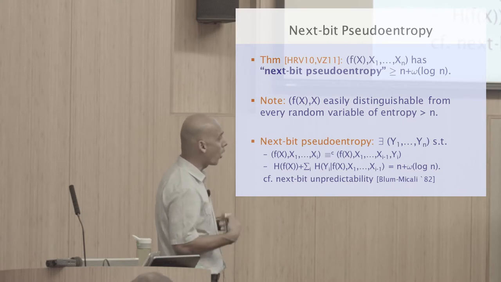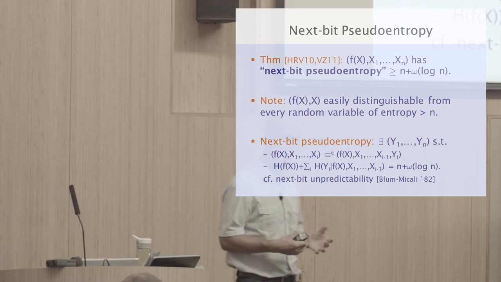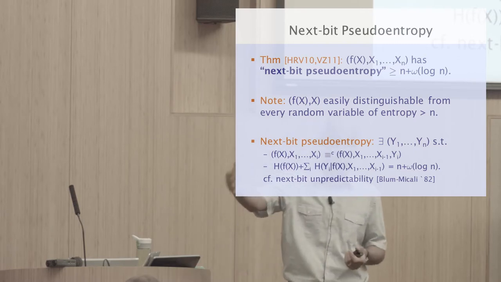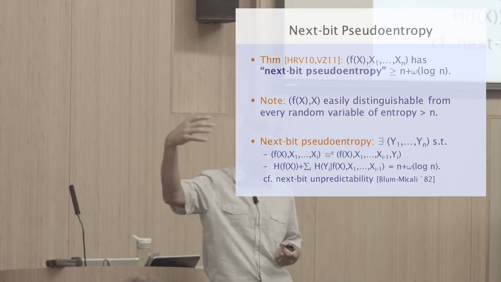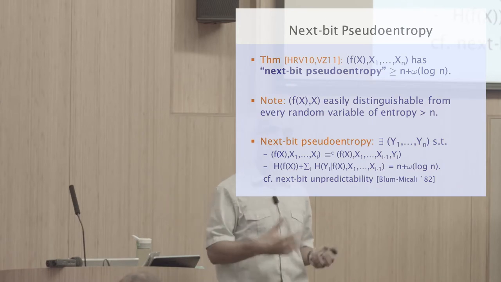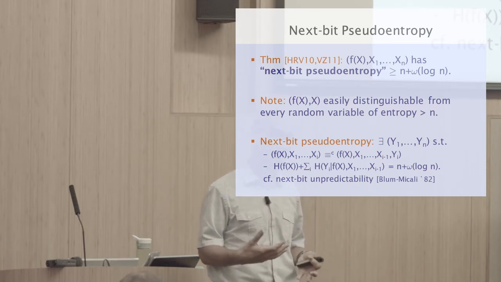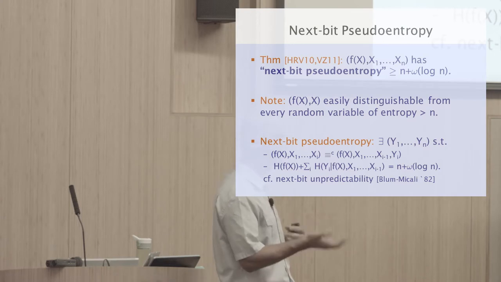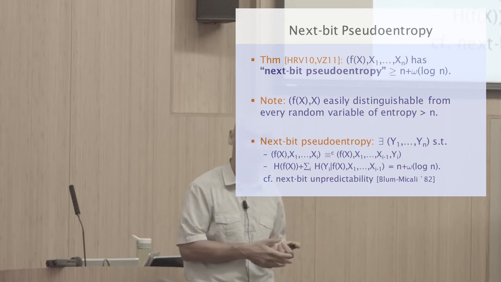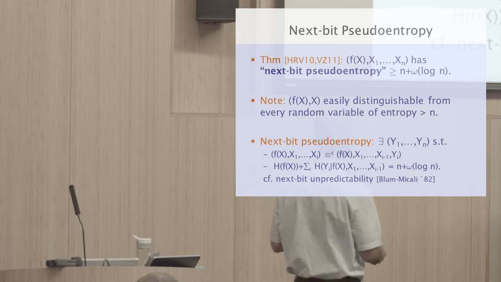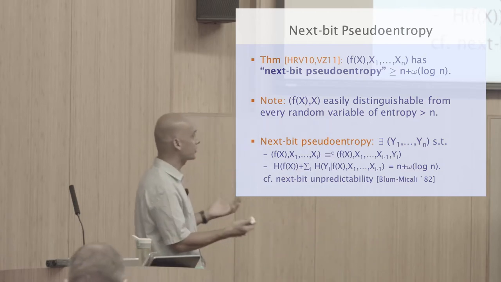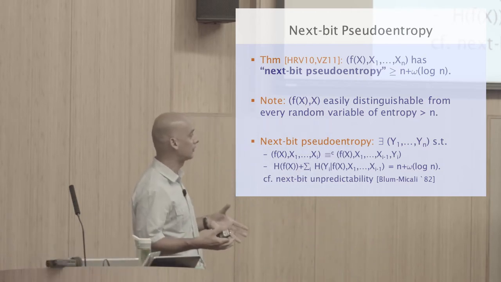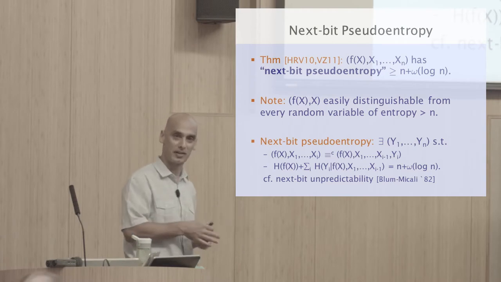One intuition for why this might suffice for us when we, in the end, want to construct a pseudo-random generator is that we know that pseudo-randomness is equivalent to next bit pseudo-randomness. Right? That's what Yao's equivalence between pseudorandomness and next bit unpredictability says. So you can think of this as a kind of quantitative analog of next bit pseudorandomness.